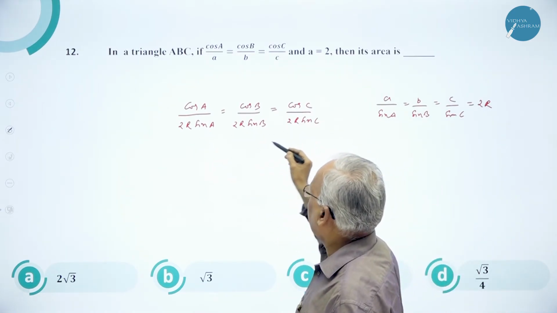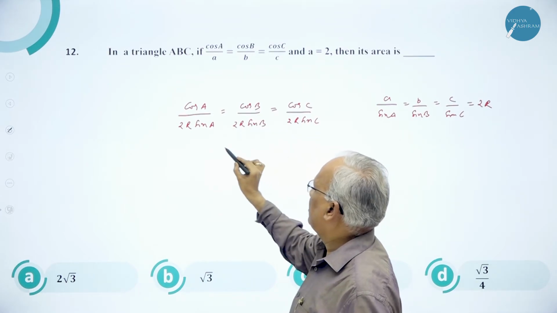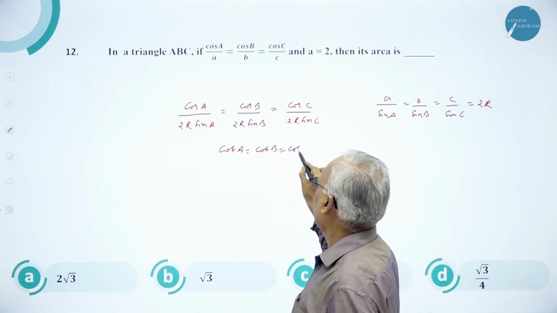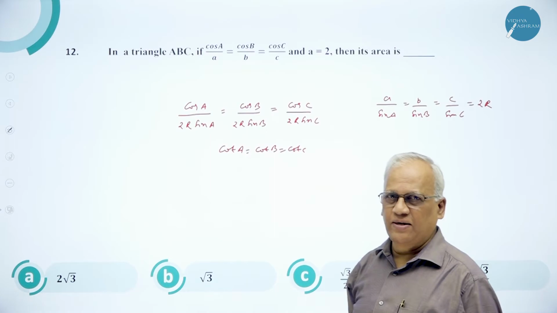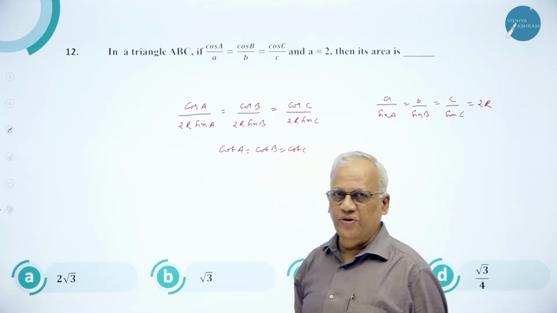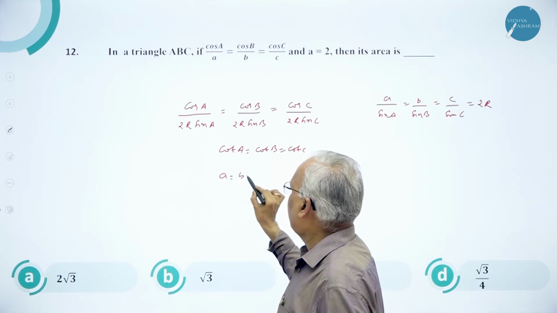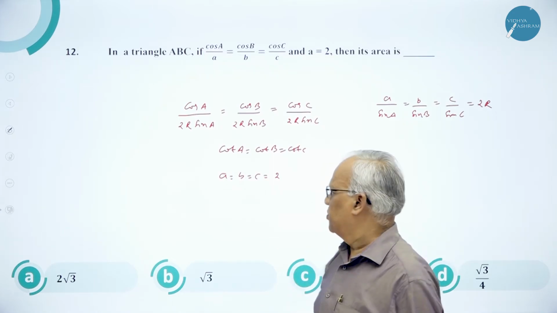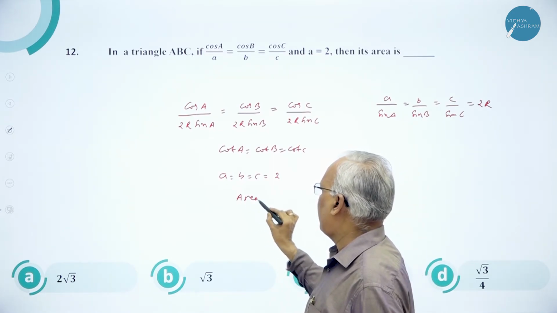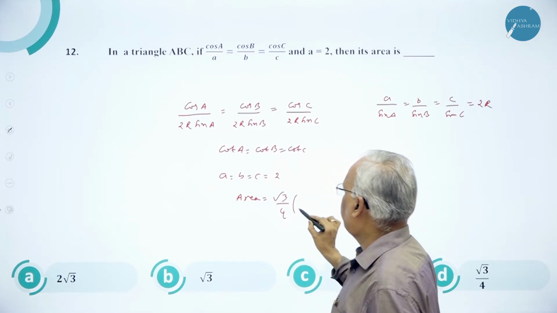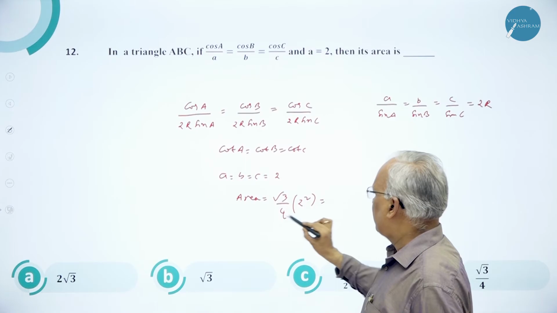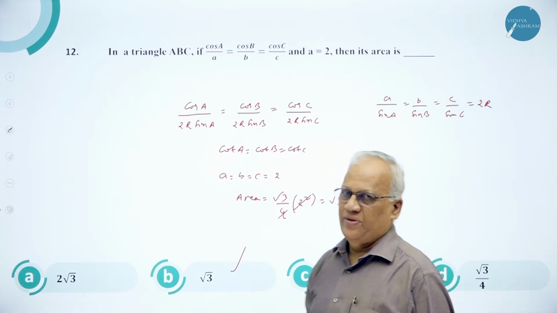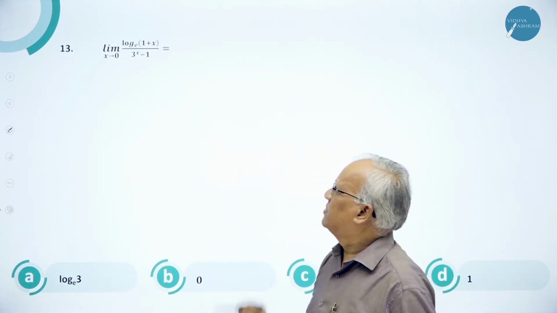Now 2r cancels. You get cot A, cot B, cot C equal. So cot A equal to cot B equal to cot C, therefore the triangle is equilateral. When all these angles are equal, sides are also equal. Therefore, each side is equal to a, which is given as 2. So a, b, c are all equal to 2. Therefore, the area of the equilateral triangle is root 3 by 4 into a squared, that is 2 squared, which cancels with this. So the answer is root 3 square units. Okay. Next question. This is very straightforward.